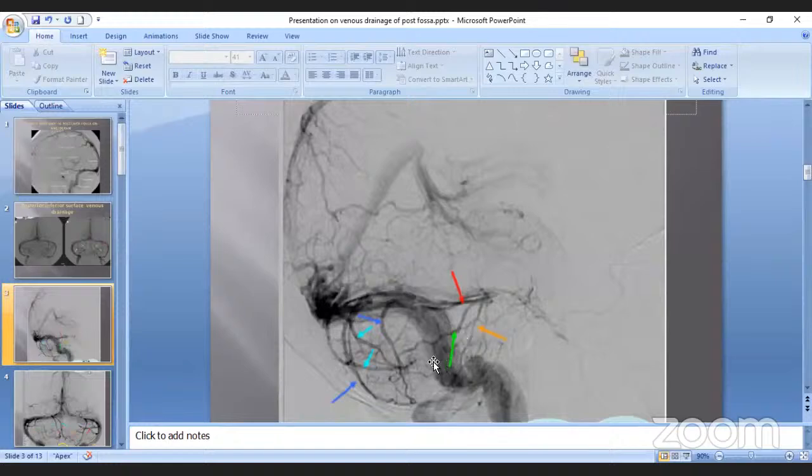The green arrow is the anterior cerebellar vein, which is basically draining anteriorly into the superior petrosal sinus. And this superior petrosal sinus also gets drainage from the cavernous sinus and posteriorly drains into the sigmoid sinus. So the anterior part of the brain drains into the petrosal sinus.